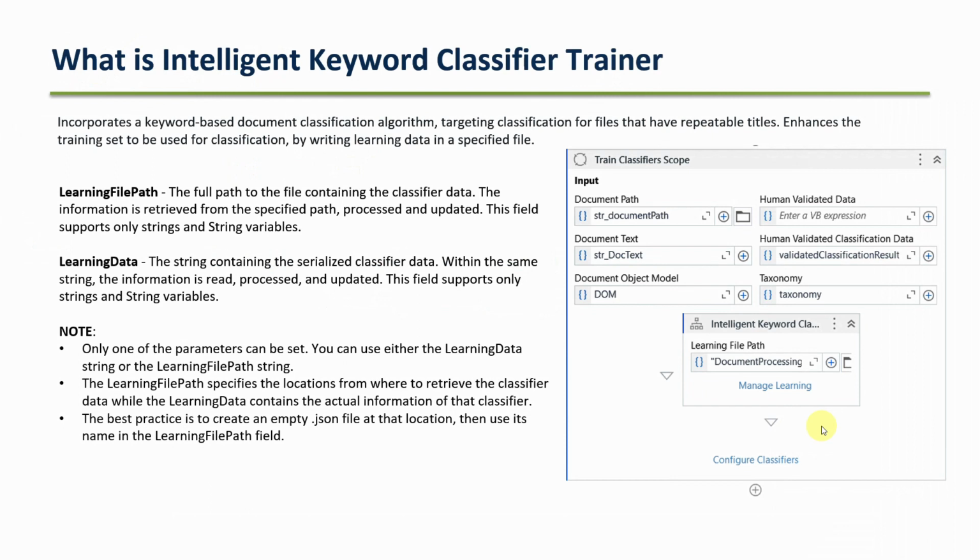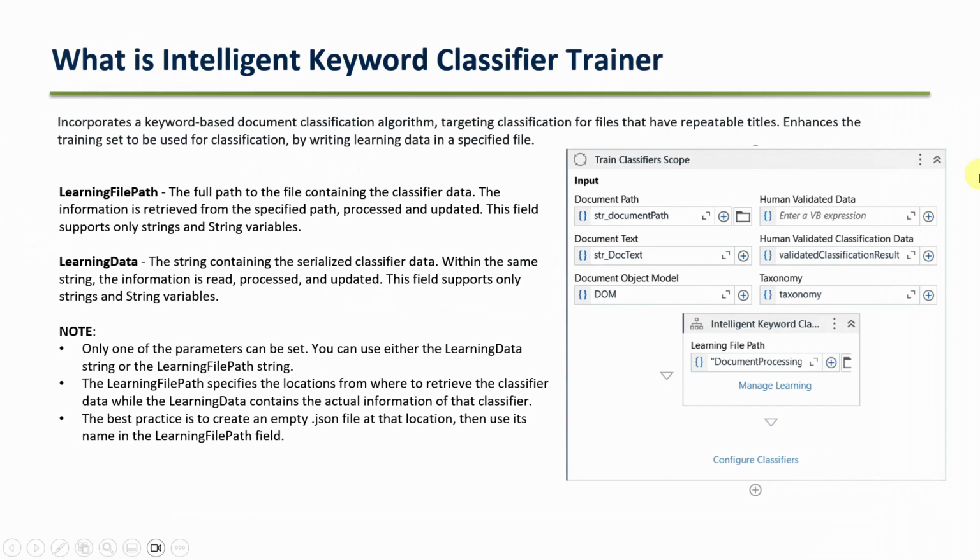Okay, now there is something which is called learning data. The learning data is the string contained in the serialized classifier data. With the same string, this information is also processed. Now there is something which you guys need to take care of. Only one of the parameters can be set. You can either use the learning data or you can use the learning path string. You cannot use both. The best practice, if you see here, it says that you create an empty JSON and then use it in the learning file path field, right? And that is what we have done.